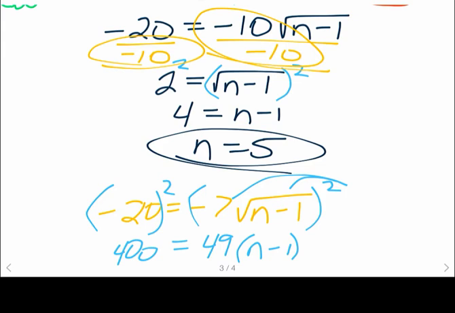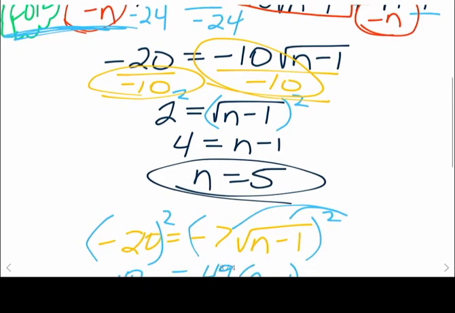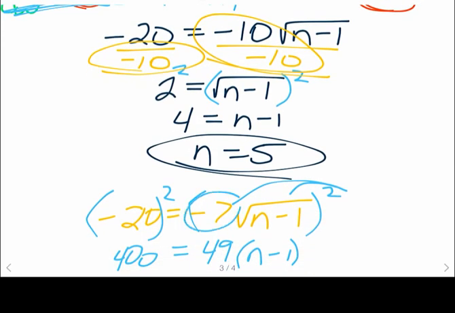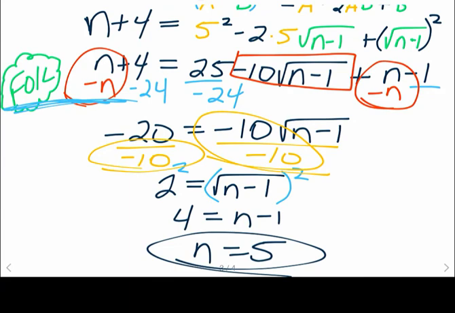But I just wanted you to be aware that sometimes you're going to have to FOIL even after you've isolated a radical. And if you have a coefficient in front of the radical you can't easily divide out, then we need to remember our properties of exponents. Let's get rid of that. And our solution is n equals 5.